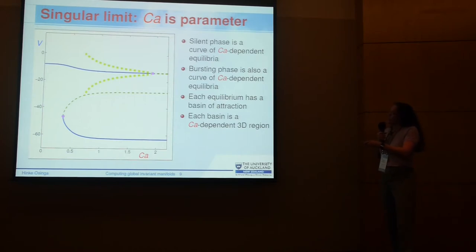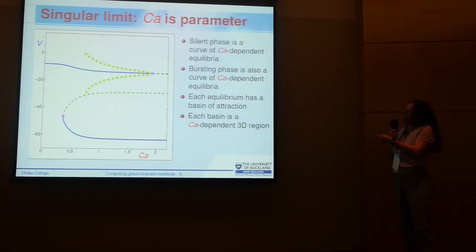There is another curve of equilibria here. These are saddle equilibria, and the saddle and the silent state stable equilibria disappear in a saddle node bifurcation for a relatively low value of calcium. The bursting phase ends in a Hopf bifurcation where you again get a branch of unstable equilibria.